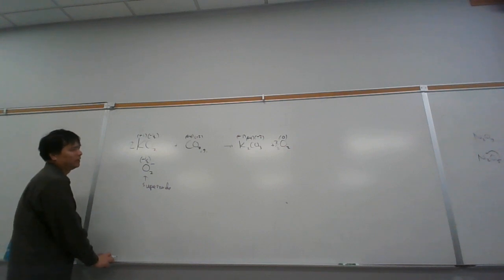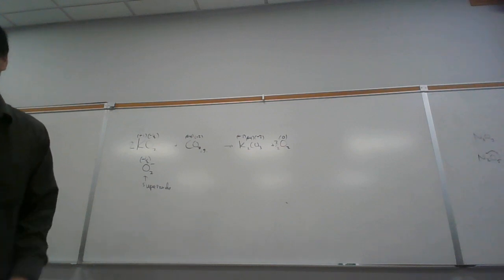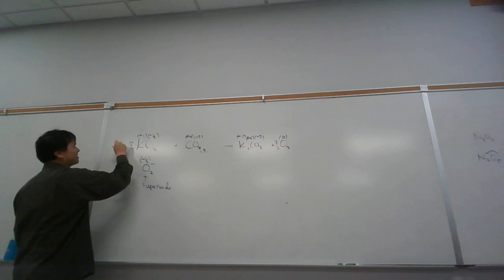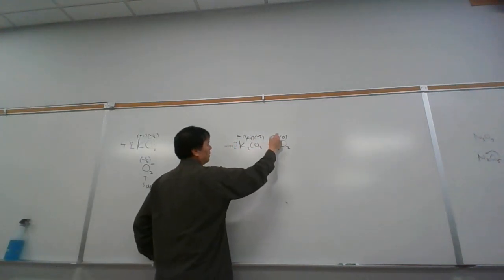And so I can get rid of the fraction by just multiplying everything by 2. So let's go ahead and do that. So this is going to be 4, this is going to be 2, 2, 3.